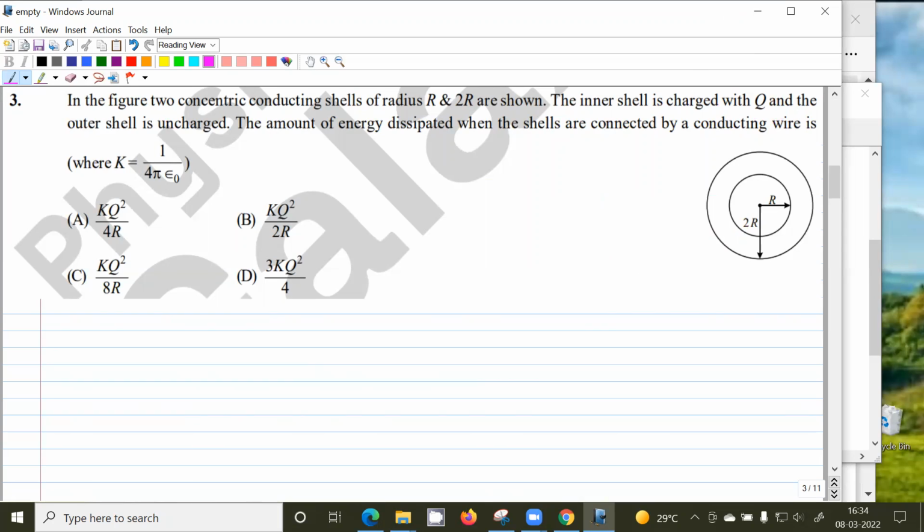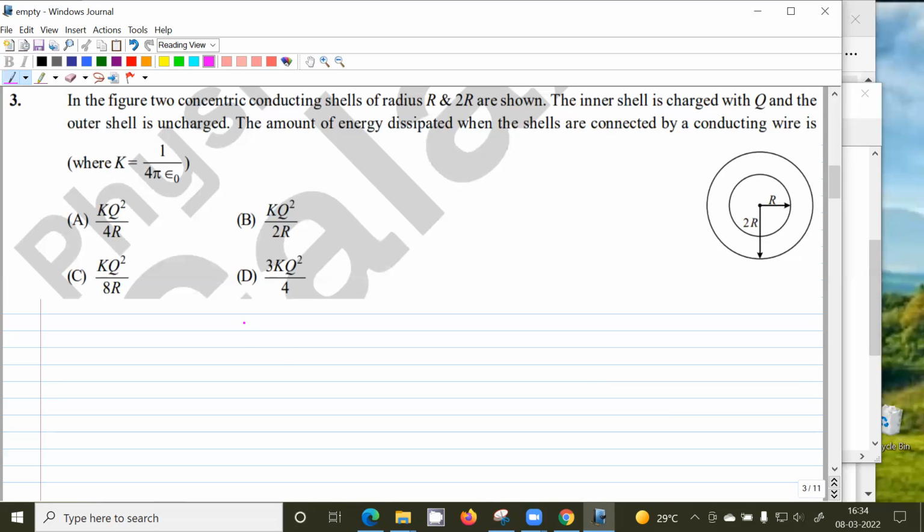Okay, potential with respect to what? Inner shell will have the charge of 2Q by 3. Sorry. Okay, Q2. Outer shell will have the charge of 2Q by 3 and inner shell will have the charge of Q by 3. So.